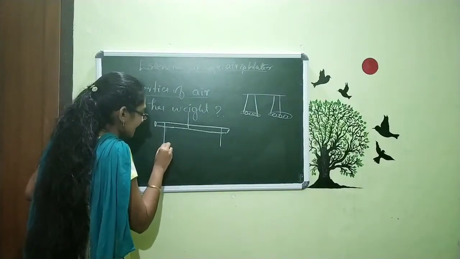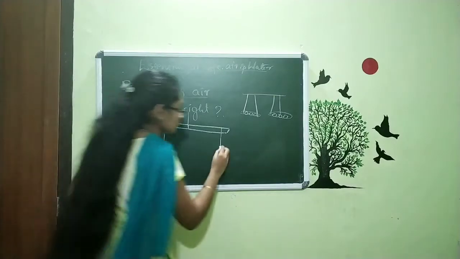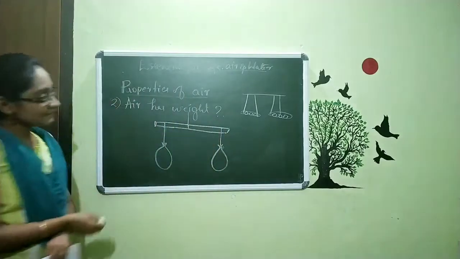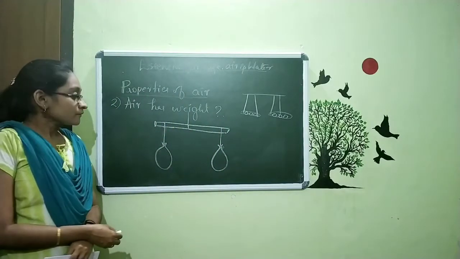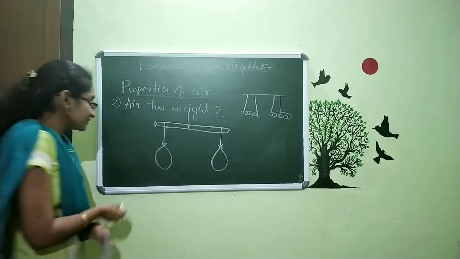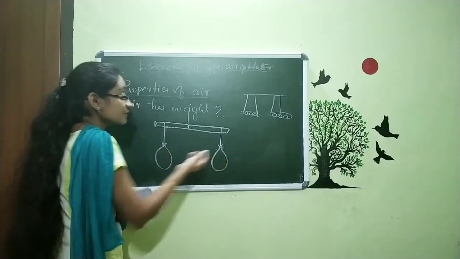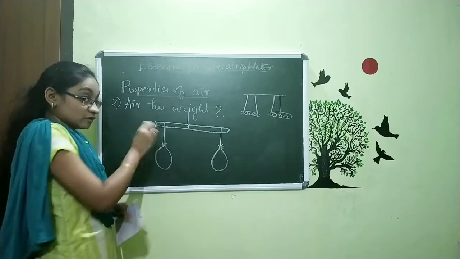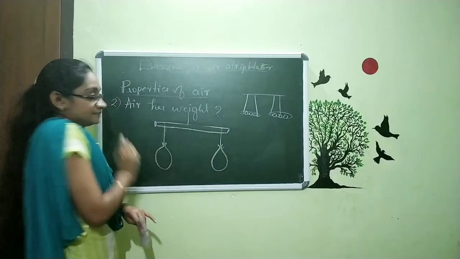So here I am putting 1 balloon, and another balloon. Both of them are filled with an equal amount of air. And the thing is this, they are balanced. The reason is this: within this balloon and within this balloon, we are adding an equal amount of air. And because of that, the stick is straight.